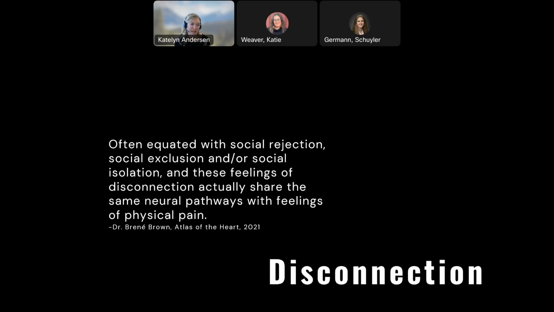Disconnection, on the other hand, is often equated with social rejection, social exclusion, and social isolation. And these feelings of disconnection actually share the same neural pathways with feelings of physical pain. And depending on how in tune you may be with that feeling of disconnection, like for me, I feel it right in my heart. That's where I feel that connection with others or that disconnection.